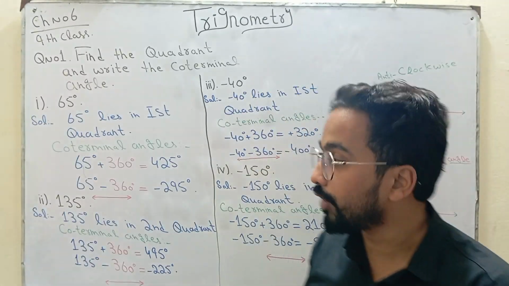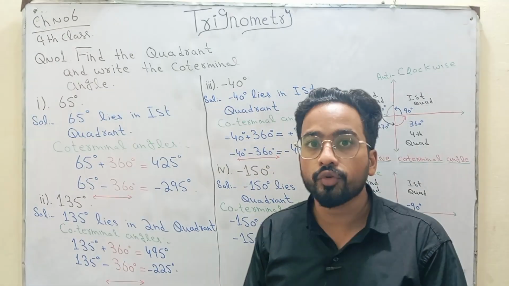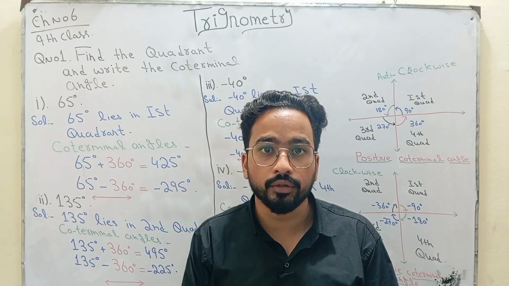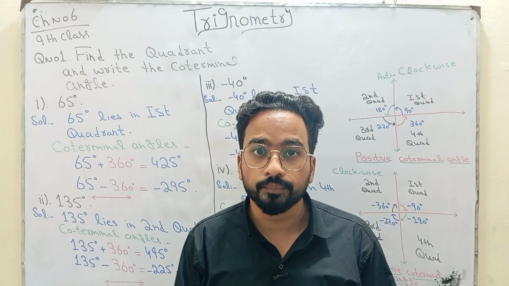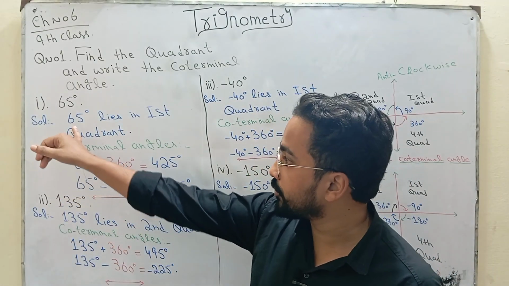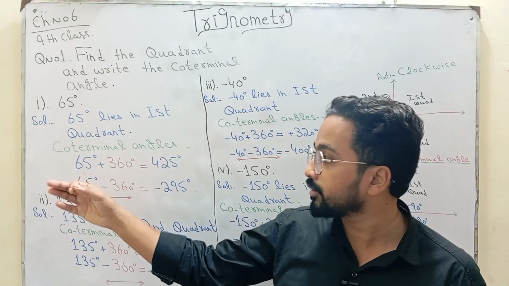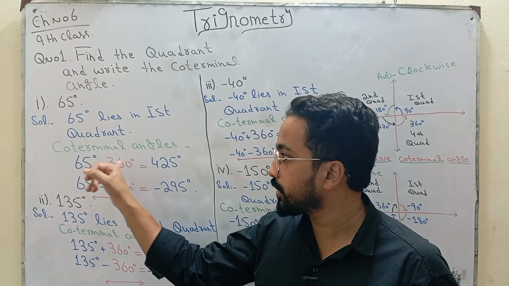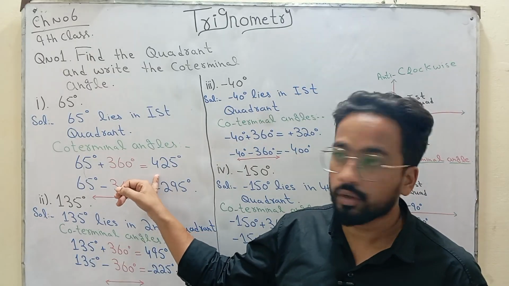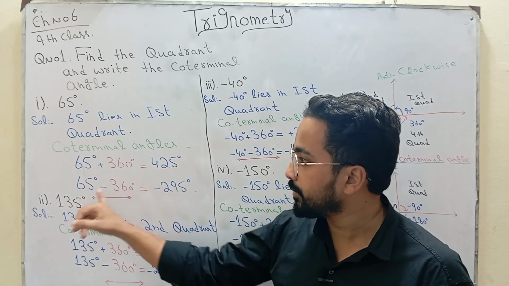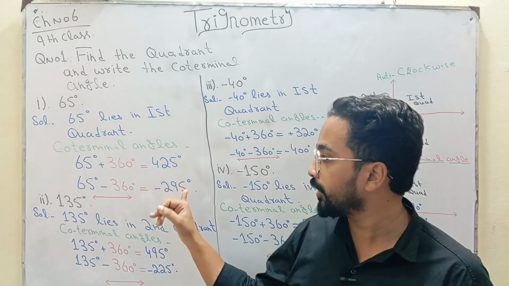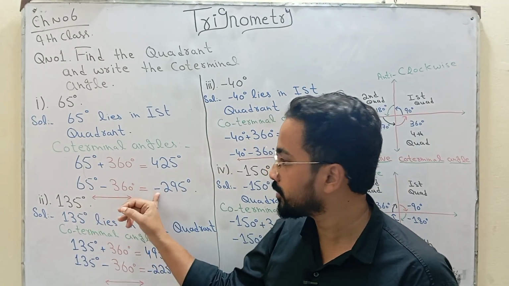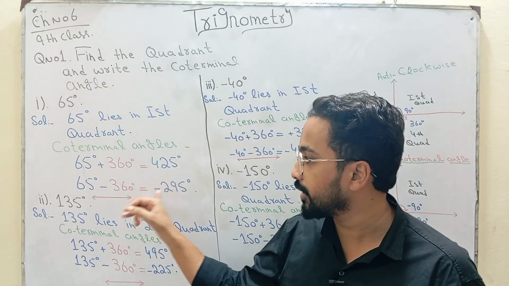Similarly, now we have to find coterminal angles. What are coterminal angles? Coterminal angles are angles that differ by a complete rotation around a circle. We have 65 degrees. To find coterminal angles, we add and subtract 360 degrees. When we add 360 degrees to 65 degrees, we get 425 degrees. Similarly, when we subtract 360 degrees, we get 295 degrees, and since the greater number is subtracted, we put a minus sign with 295.